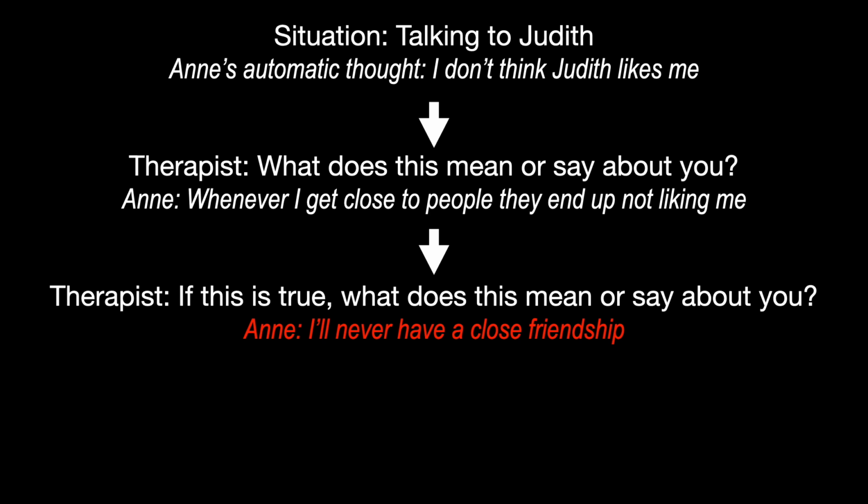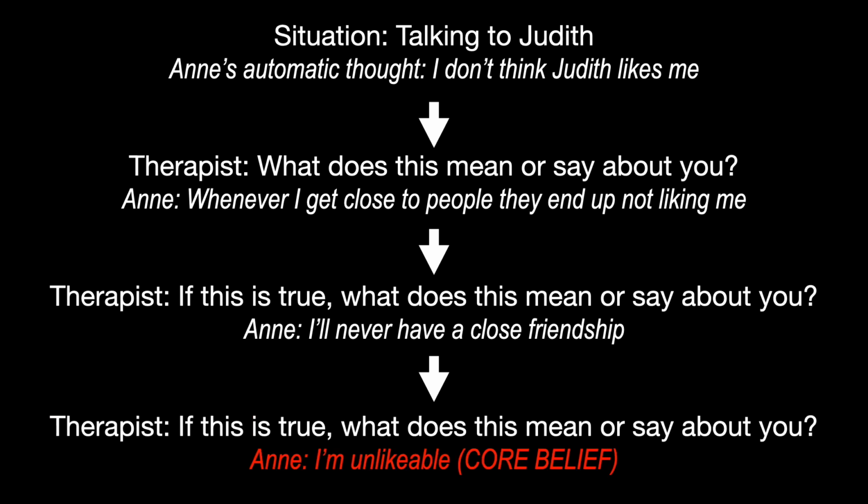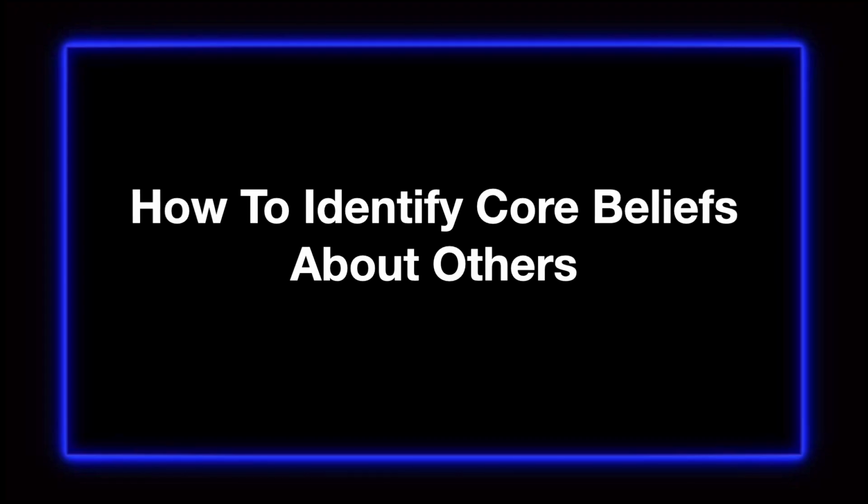We ask the question again, "If this is true, what does this mean or say about you?" And finally, we uncover Anne's core belief about herself: "I'm unlikable." You may not need so many prompts to arrive at the client's core belief. I'd also suggest you amend the questions ever so slightly so you're not obviously repeating the same questions as I have done in my illustration.